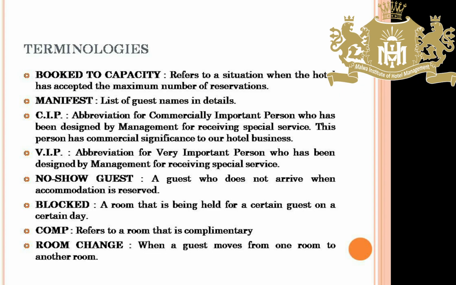Booked to capacity refers to a situation when the hotel has accepted the maximum number of reservations. Manifest, list of guest names in details. CIP, abbreviation for commercially important person who has been designated by management for receiving special service. This person has commercial significance to our hotel business. VIP, abbreviation for very important person who has been designated by management for receiving special service.